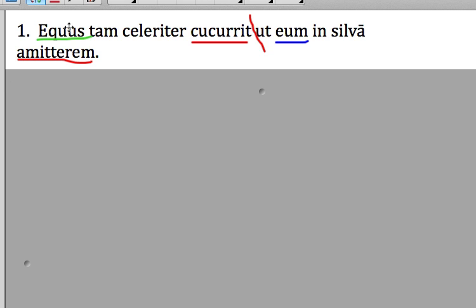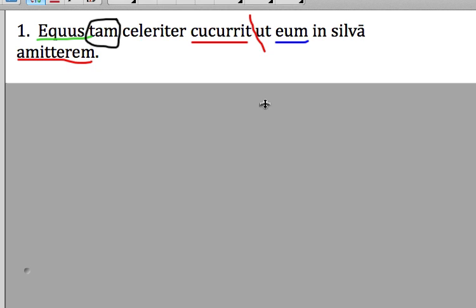So, what do we have? Oh, I should add. We have a signal word right here, tam. This is a word that signals a result clause. The horse ran swiftly. Really, it's the horse ran so swiftly. And you're wondering how swiftly. The horse ran so swiftly that I lost it in the forest. It being the horse. The horse ran so swiftly that I lost it in the forest. The result was I lost it in the forest. That's a result clause.